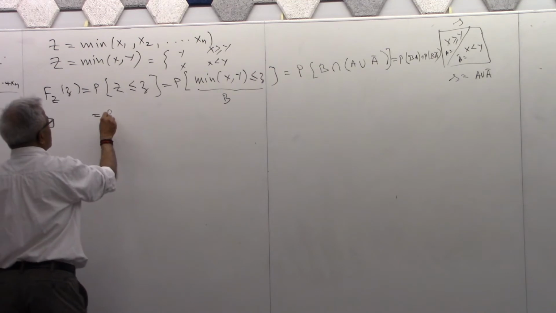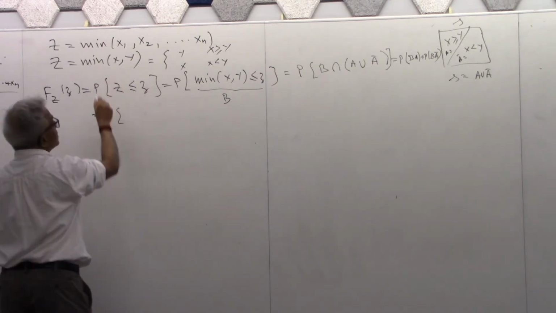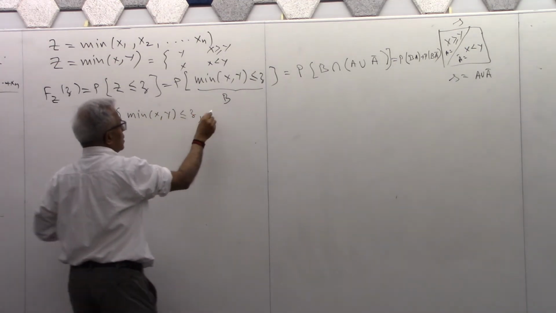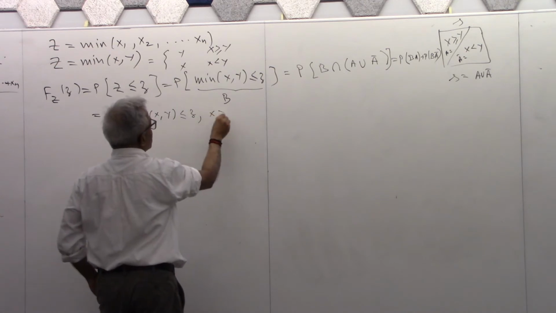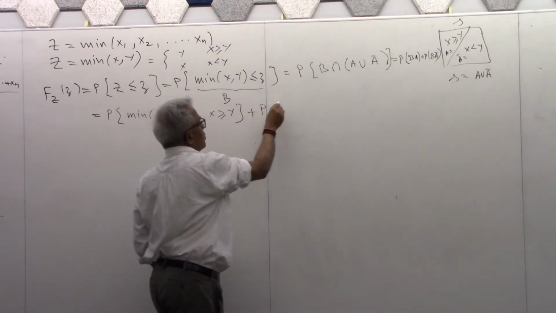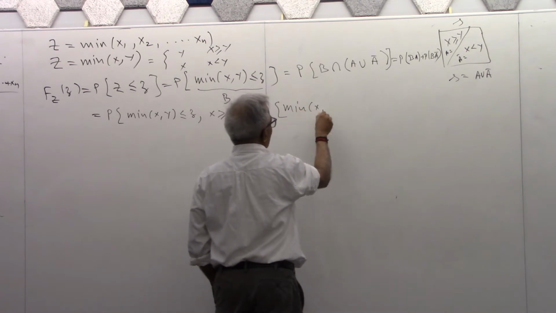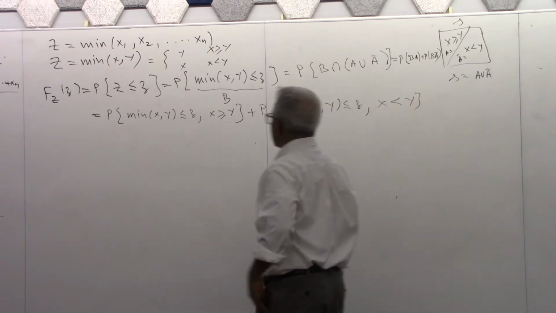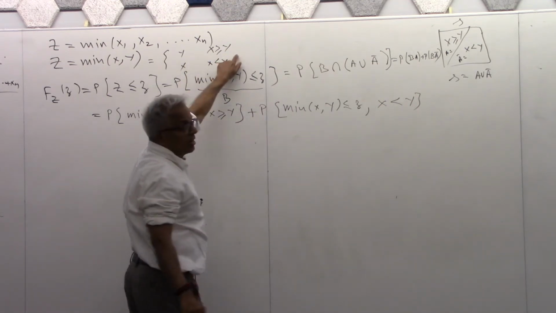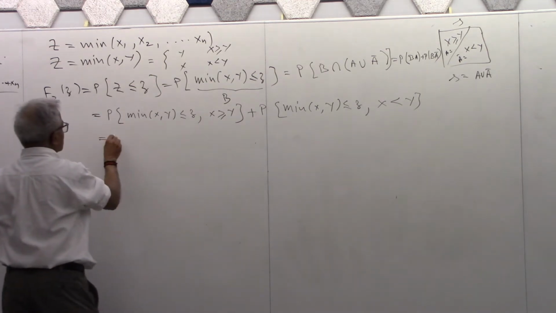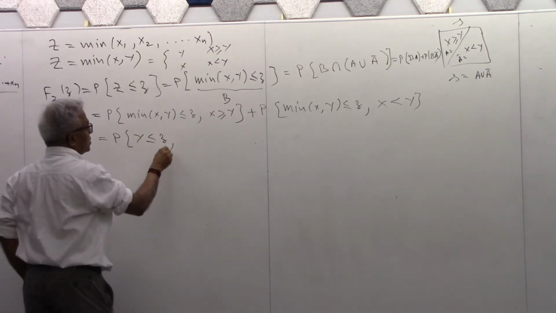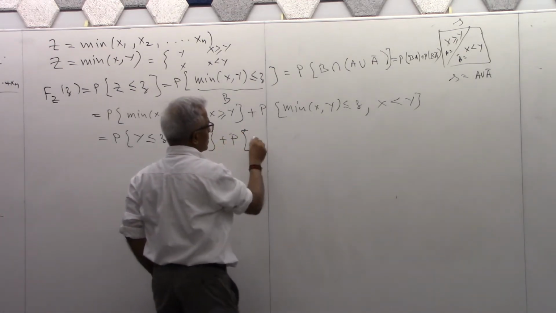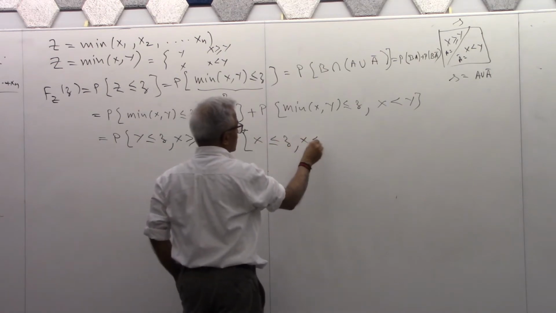So this reads now: probability of A is what? A is the minimum of x comma y less than or equal to z, and x greater than or equal to y, plus the probability of the minimum of x comma y less than or equal to z and x less than y. But look here, in this x is greater than y, this is just y. So I hope you see this. This is the probability of y less than or equal to z, x greater than y, plus the probability of x less than or equal to z, x less than y.